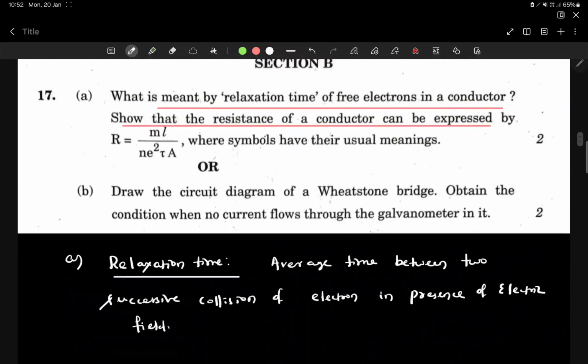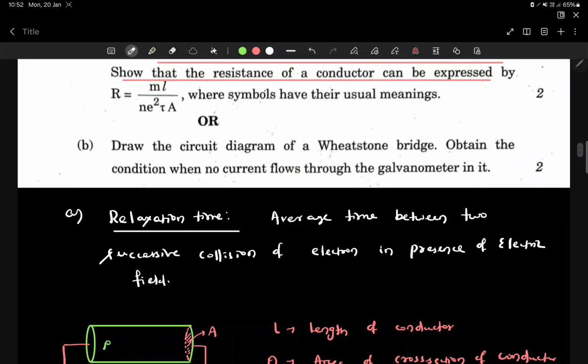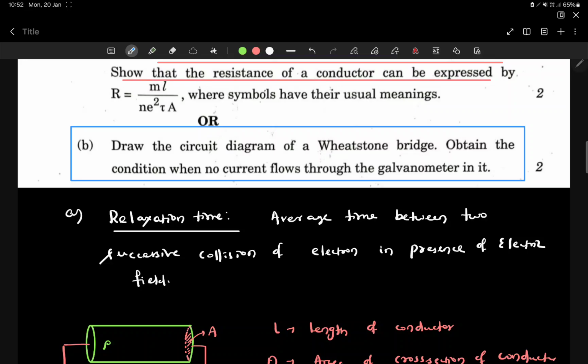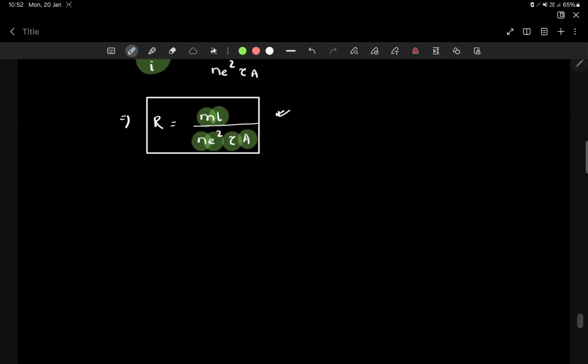And in question number 17 another question is available, and you also have to solve this question. It is asking to draw the circuit diagram of a Wheatstone bridge and obtain the condition when no current flows through the galvanometer in it. That means directly it is asking about the balanced Wheatstone bridge. This question is very important for this session, so for this current year you have to focus upon this question also.